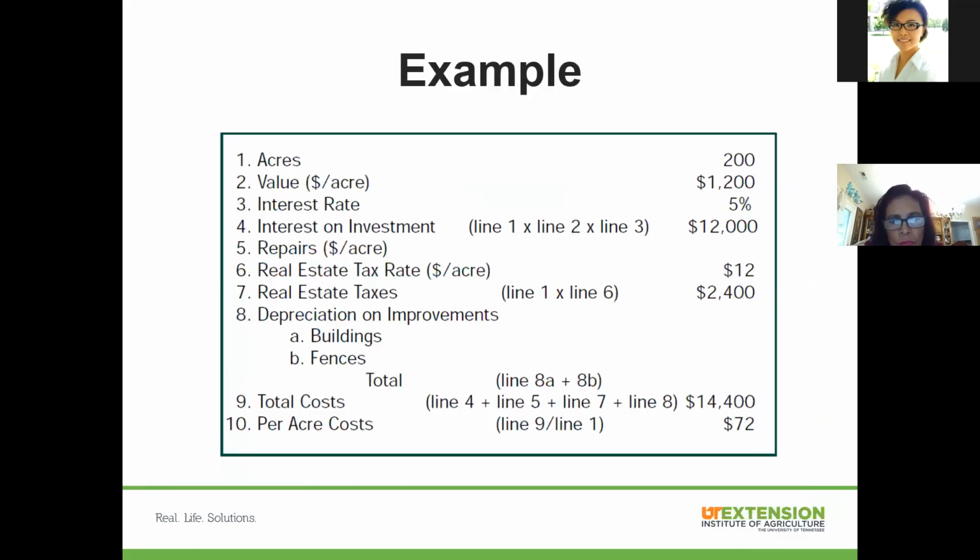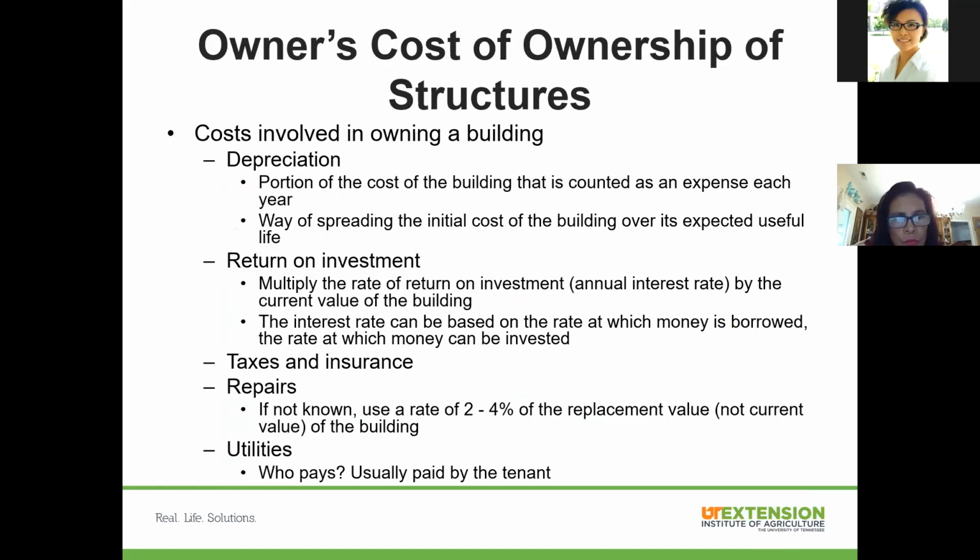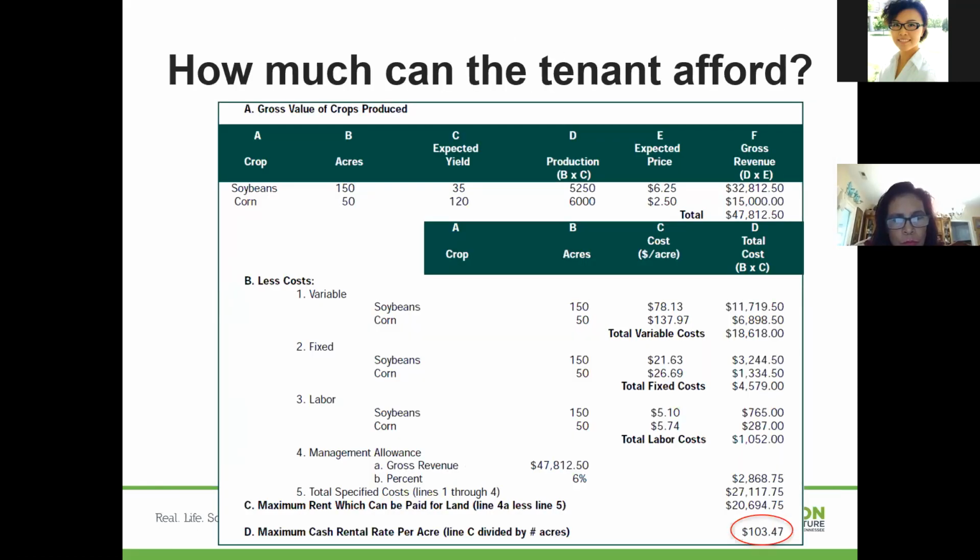So looking back at the example I just talked about, your bottom line is around $72, and how much they can afford is $103. So knowing that for your negotiation is very important. What is reasonable between the two? And that really sets up a good parameter for you to work with.